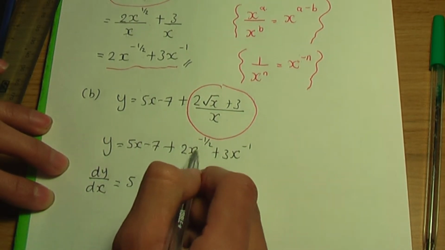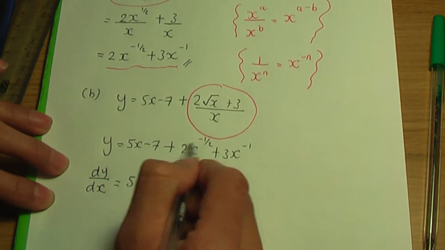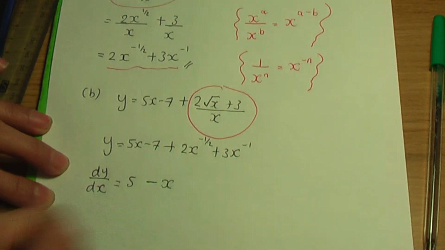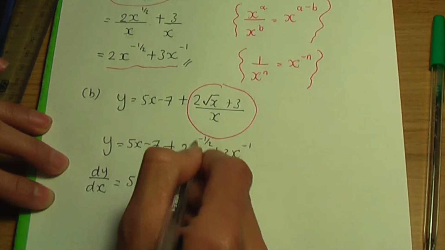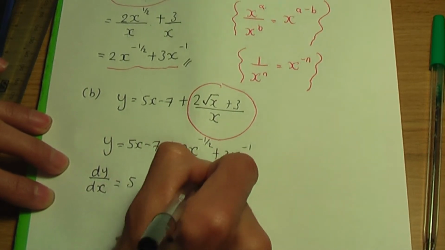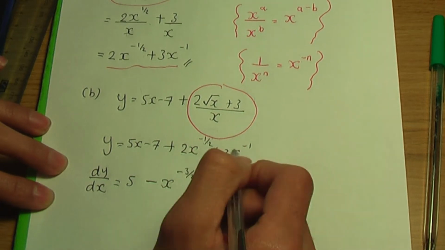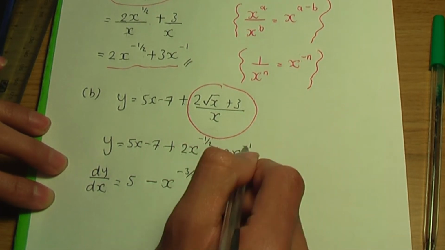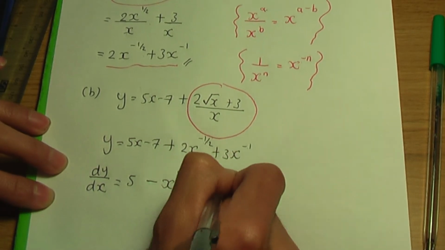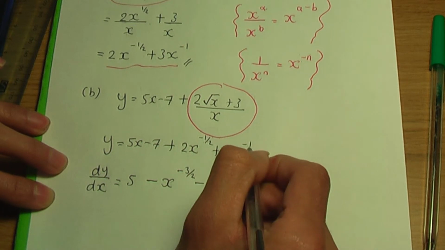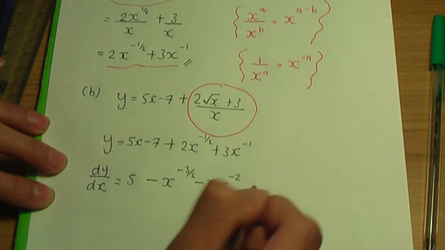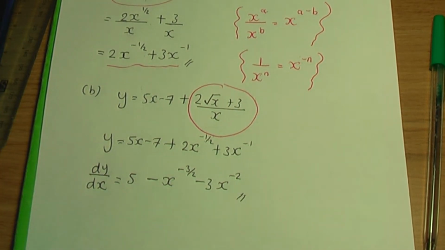If I differentiate 2x to the minus half, if you multiply by the power, minus half times plus 2 is minus 1, so it's a minus 1x. But if you subtract 1 from the power, minus half minus 1 is minus 3 over 2. And if you differentiate that final term, multiply by the power, minus 1 times plus 3 is minus 3. Subtracting 1 from the power, minus 1 minus 1 is minus 2. So that is what you should have for dy over dx.